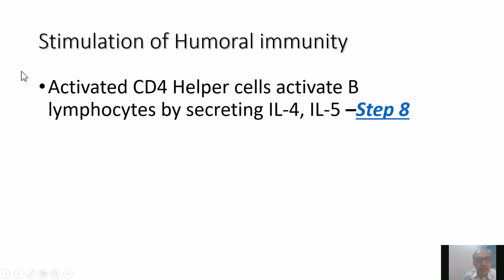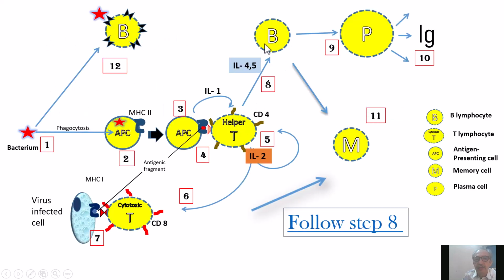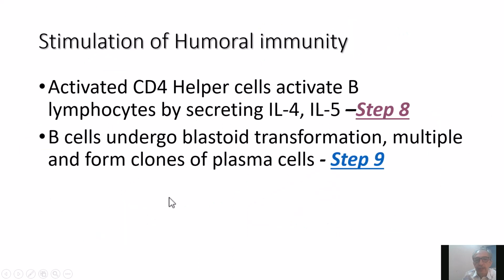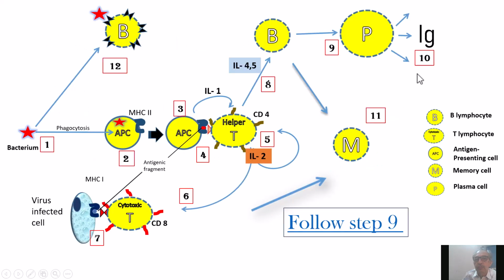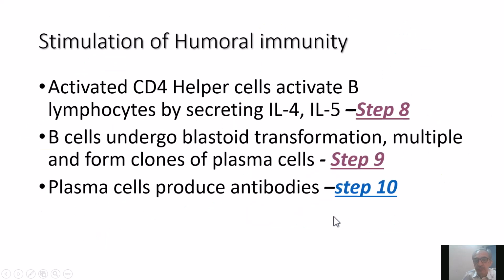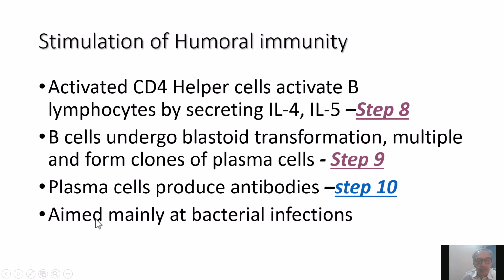Now humoral immunity. Activated CD4 helper cells activate B lymphocytes by secreting interleukin 4 and interleukin 5. This is step 8. The B cells undergo blastoid transformation, multiply, and form clones of plasma cells. A large number of plasma cells are formed, which secrete immunoglobulin. Plasma cells produce antibodies. Step 10. This is aimed primarily at bacterial infection. We also see the formation of memory cells, immunological memory.